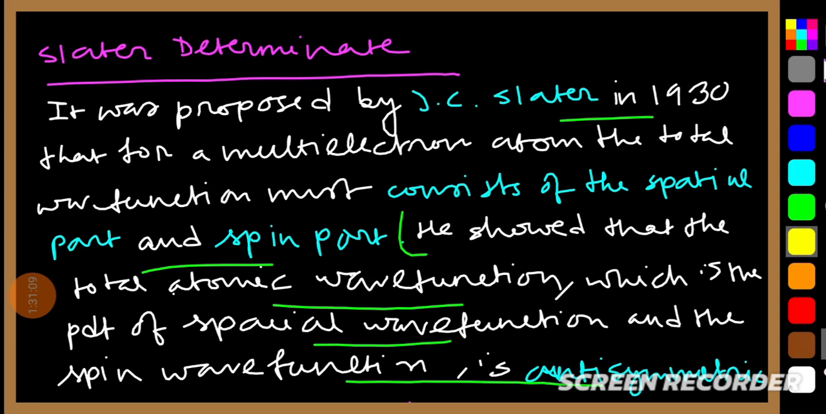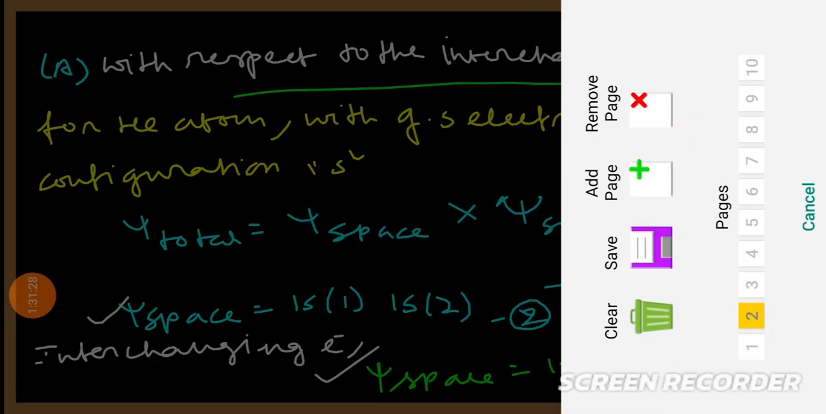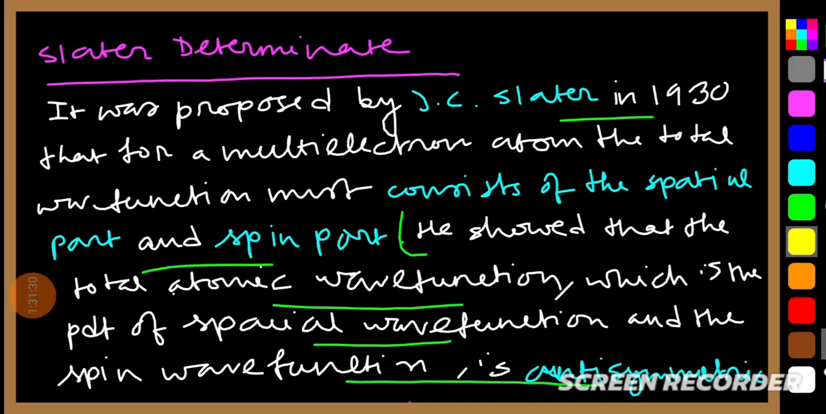তো Slater তিনিও কিন্তু বলেছেন যে ওয়েভ ফাংশন তোমার স্পেশাল পার্ট আর স্পিন পার্ট দুটোর উপর নির্ভর করে। That is, he showed that the total atomic wave function, which is the product of spatial wave function and spin wave function, is antisymmetric or symbolized as A with respect to the interchanging electron. তো তুমি যদি ইলেকট্রন ইন্টারচেঞ্জ করে দেখো, তখন দেখবে যে টোটাল ওয়েভ ফাংশনটা তোমার ইন্টারচেঞ্জিং ইলেকট্রনের সাপেক্ষে অ্যান্টিসিমেট্রিক হচ্ছে। ওকে, আর যেখানে টোটাল ওয়েভ ফাংশন বলতে কি বোঝায়?